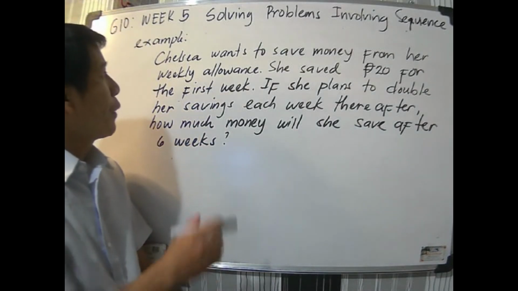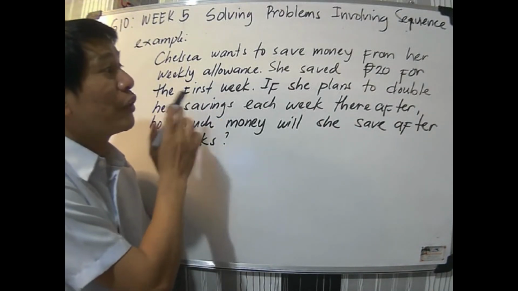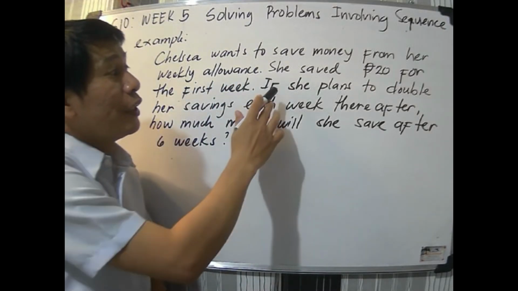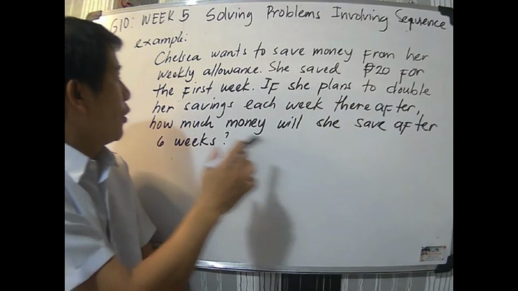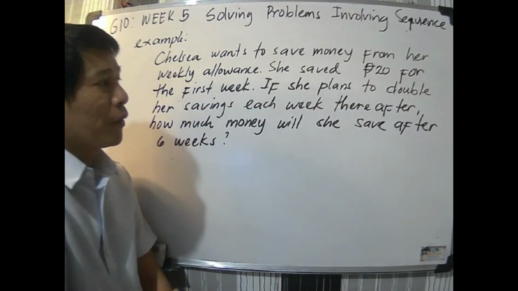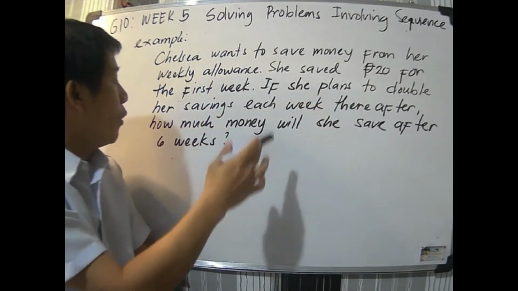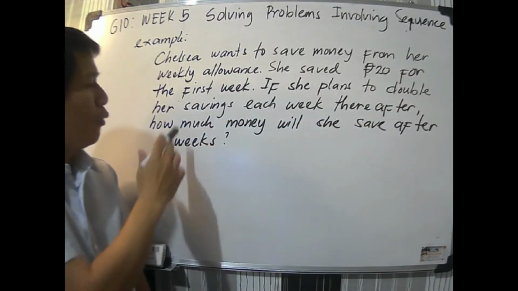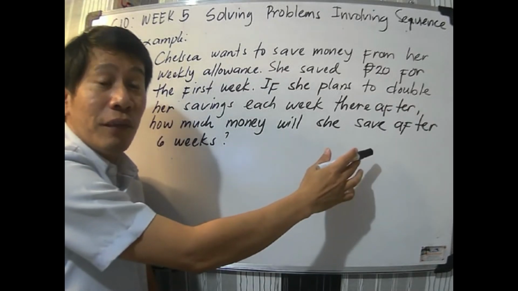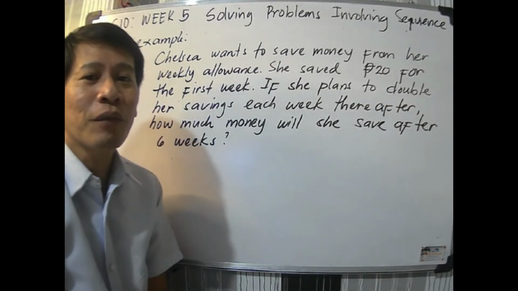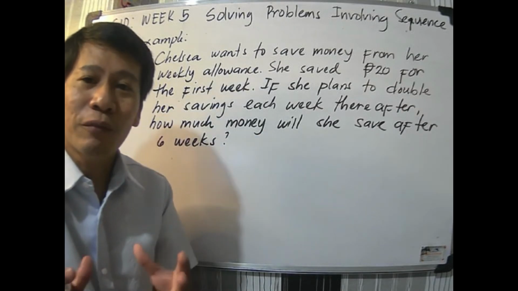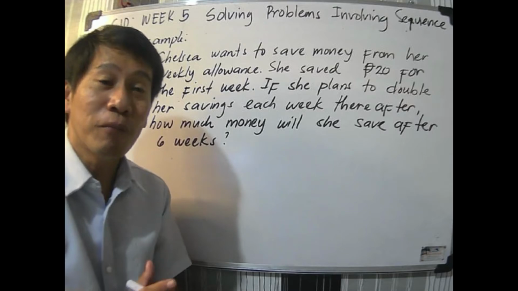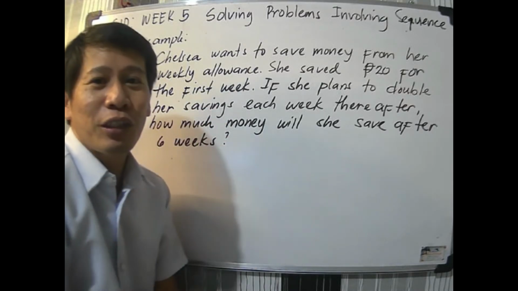We have here, Chelsea wants to save money from her weekly allowance. She saved 20 pesos for the first week. If she plans to double her savings each week thereafter, how much money will she save after 6 weeks? Okay, let us analyze first. What type of sequence is involved in this problem situation?